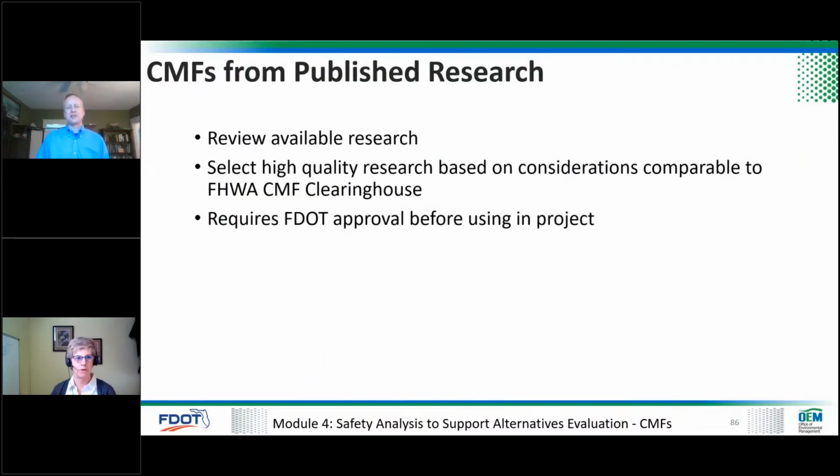Or 60 or 100. Research. And then published research is also available. And I would just say here, when you look at that research, try to use some of the criteria from the clearinghouse to evaluate that research. And then definitely it does require approval from your process to use that instead of any CMF from the clearinghouse or the manual.